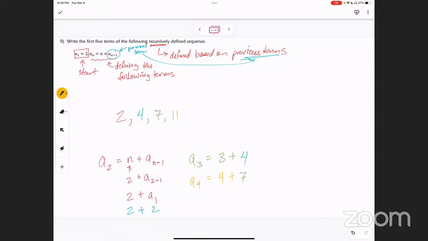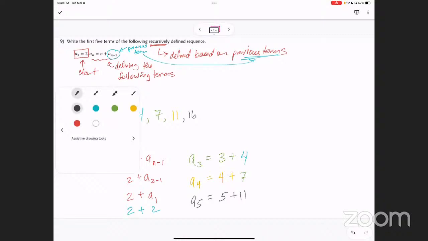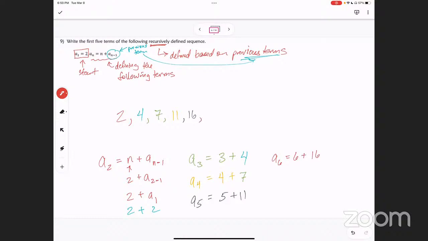Got it? What's your next term going to be? A sub 5 equals 5 plus 11. Perfect. So 16. And what's your sixth term going to be? A sub 6 equals 6 plus 16. You got it. Which is?